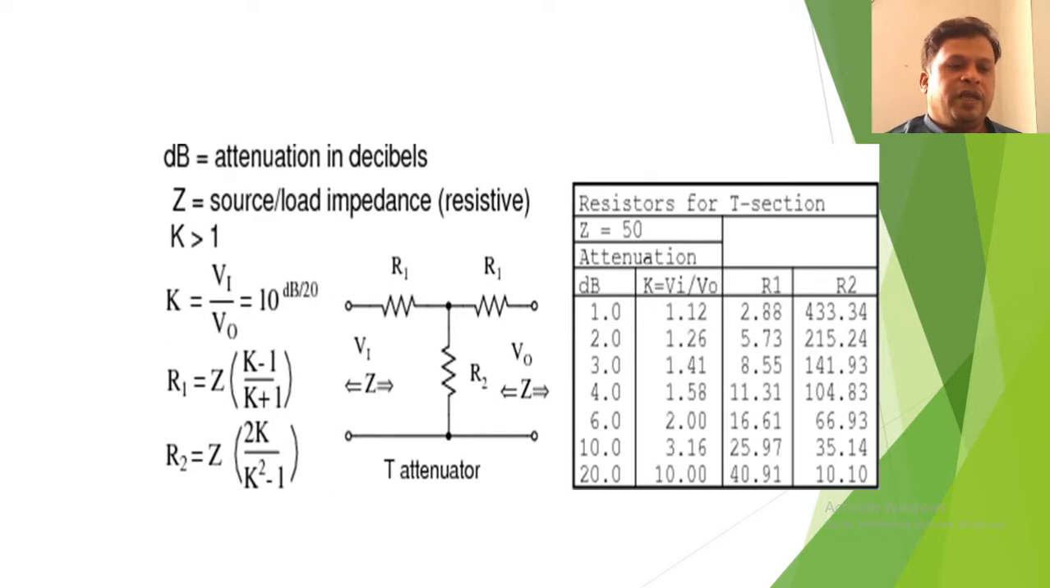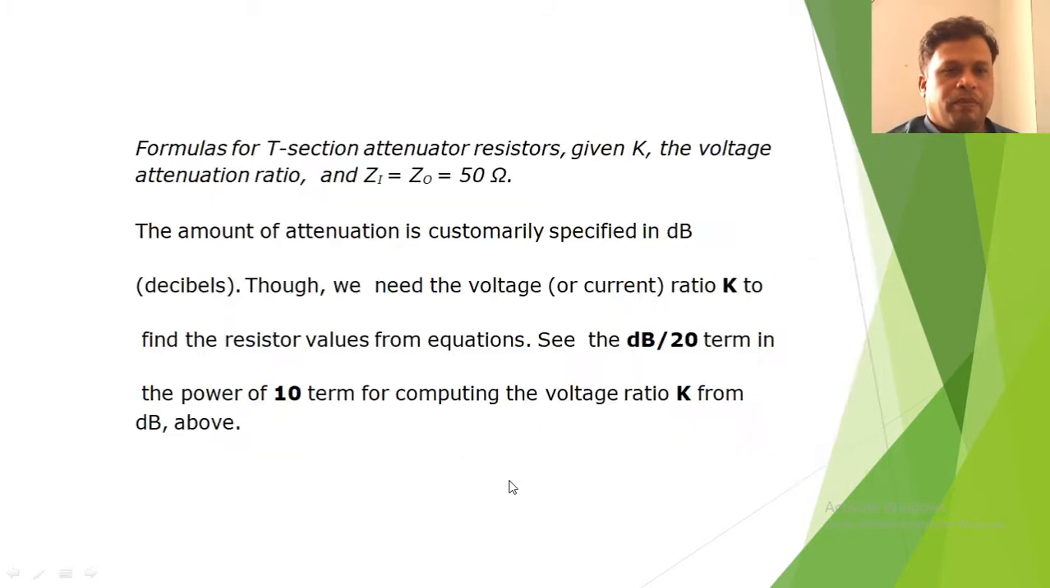Now writing these formulas, we get the values here for R1 and R2. Based upon this, we calculate the dB also. So dB is 1 dB, 2 dB, and it ranges up to 20 dB. Now the formulas for T-shape attenuator resistors are given. K is the voltage attenuation ratio, and Zi and Z0 are 50 ohms, as already said.